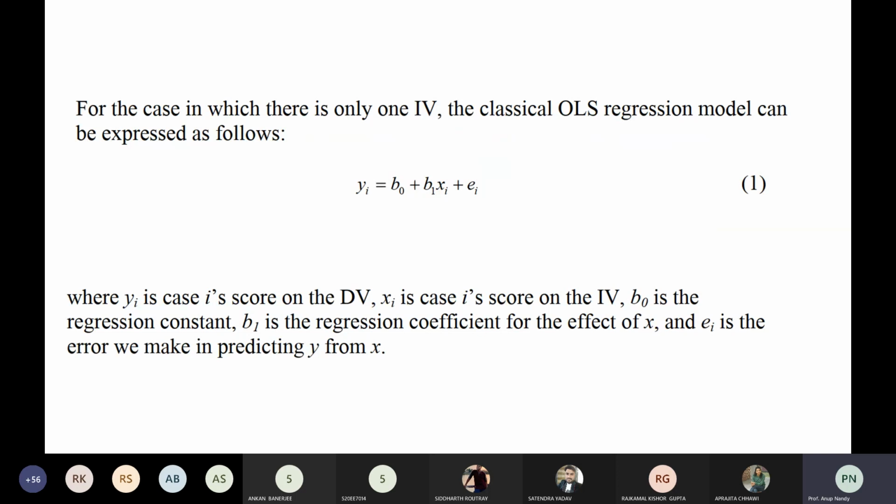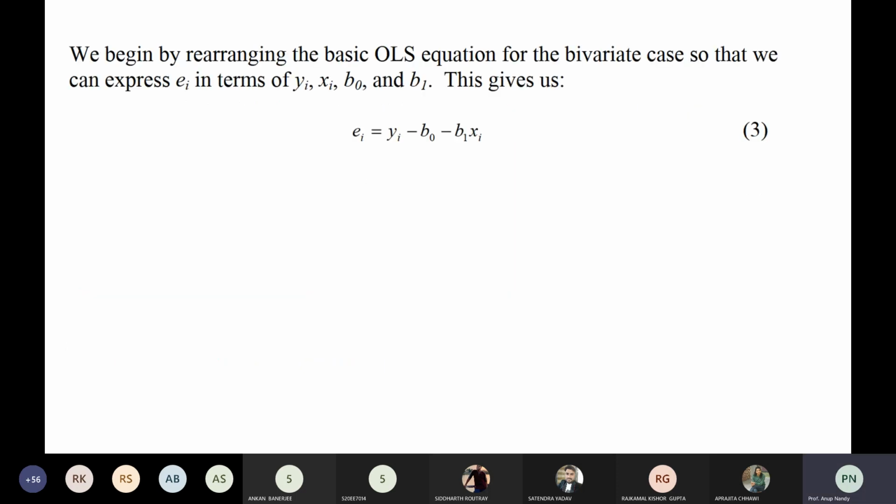How are we going to compute EI? It is yi minus B0 minus B1 xi. You just rearrange these things in the equation. So it is desired minus actual, or I already told you, actual minus expected.